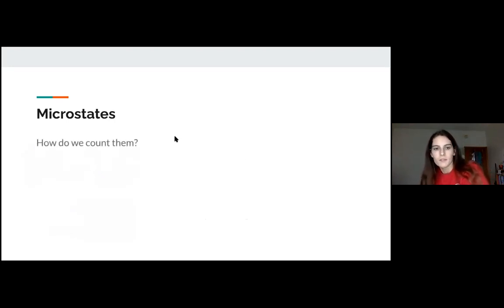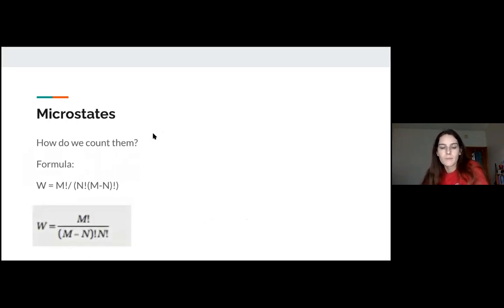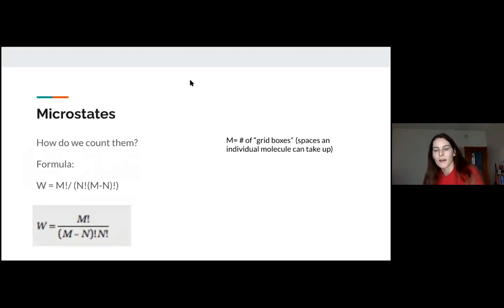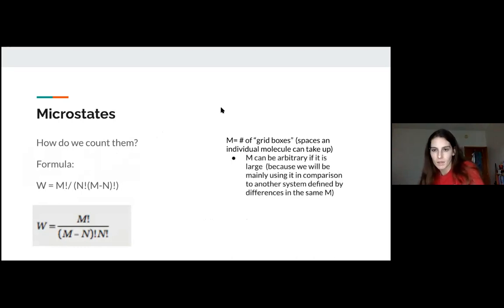And then how do we count them? The formula is W, the multiplicity or number of states, equals M factorial divided by N factorial times M minus N factorial. M is the number of grid boxes, or more practically the spaces that an individual molecule can take up. M can be arbitrary if it's large, because we'll mainly be using it in comparison to another system defined by the same sort of restraints. It will be proportional to the volume, and N is just the number of molecules.